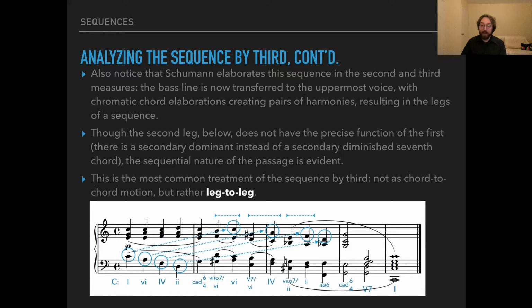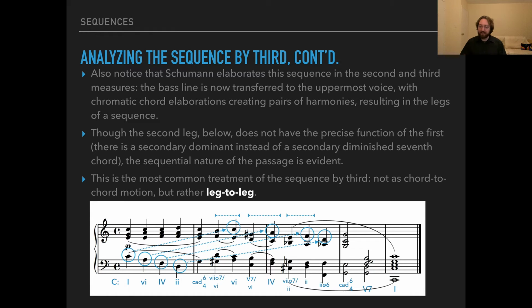Be that as it may, it still seems evident that Clara Schumann is working here to create chromatic elaborations of a sequence by thirds, even though it's slightly altered. We'll have that sometimes in sequences. So it's actually more common to see this elaborated version of the sequence by thirds, not always with this degree of chromaticism, as we'll soon find out, but at least with some chord intervening between the third to third motion.